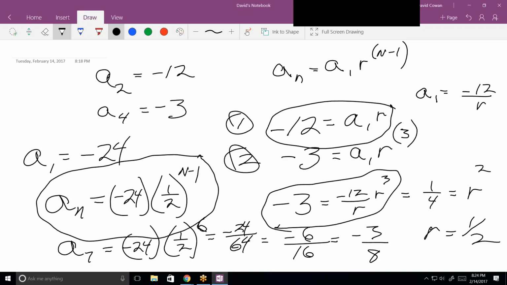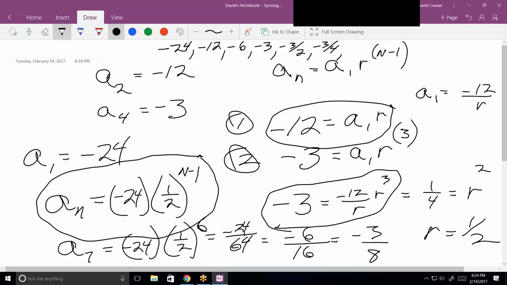Now, just to make sure that everything is copacetic here, let's see if all of that's true. Well, I came up with a first term of minus 24. Second term was minus 12. Third term is going to be minus 6. Fourth term is going to be minus 3. Fifth term is going to be minus 3/2. Sixth term is going to be minus 3/4. Seventh term is going to be minus 3/8, which is what we got.